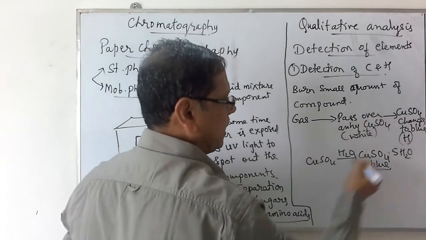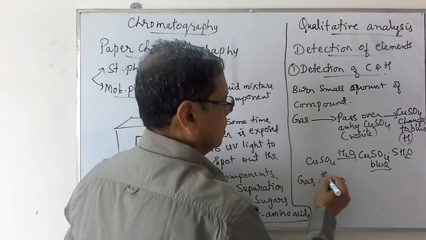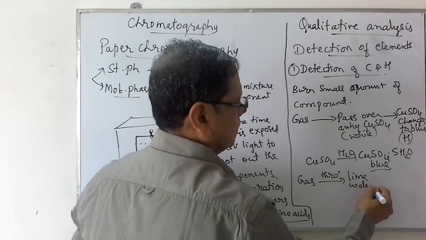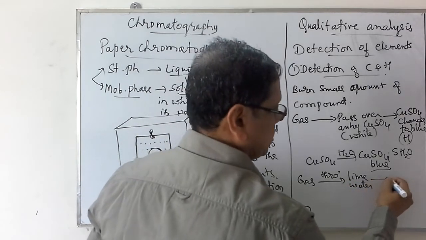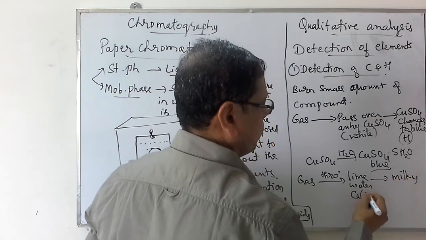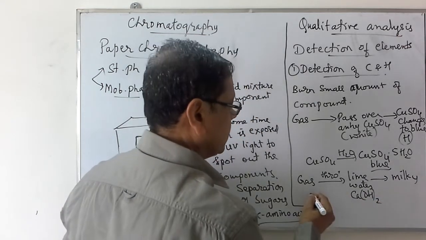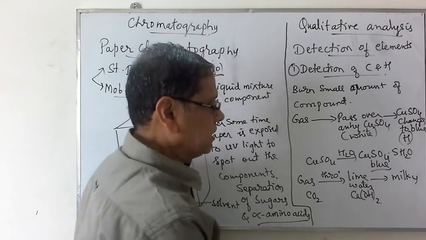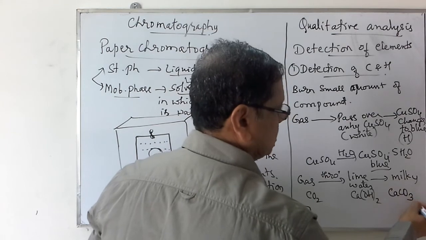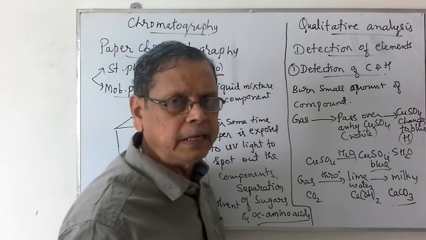Indirectly, it indicates the presence of hydrogen. After passing over this anhydrous copper sulfate, the gas is passed through lime water. This lime water changes to milky. This lime water contains Ca(OH)2, calcium hydroxide solution. Because of the carbon dioxide present in the gas, which is absorbed by this lime water, it becomes milky due to formation of this CaCO3. It is an insoluble material, that's why the whole solution will become milky.